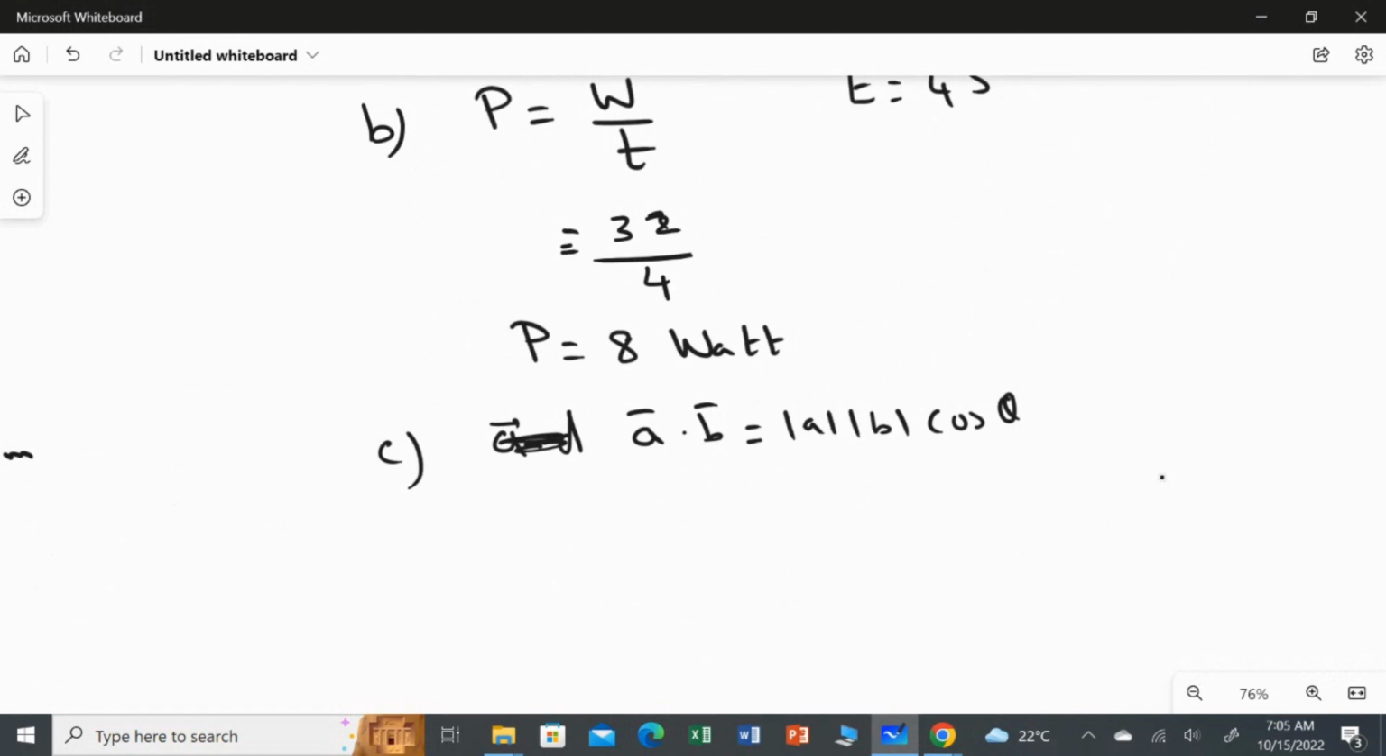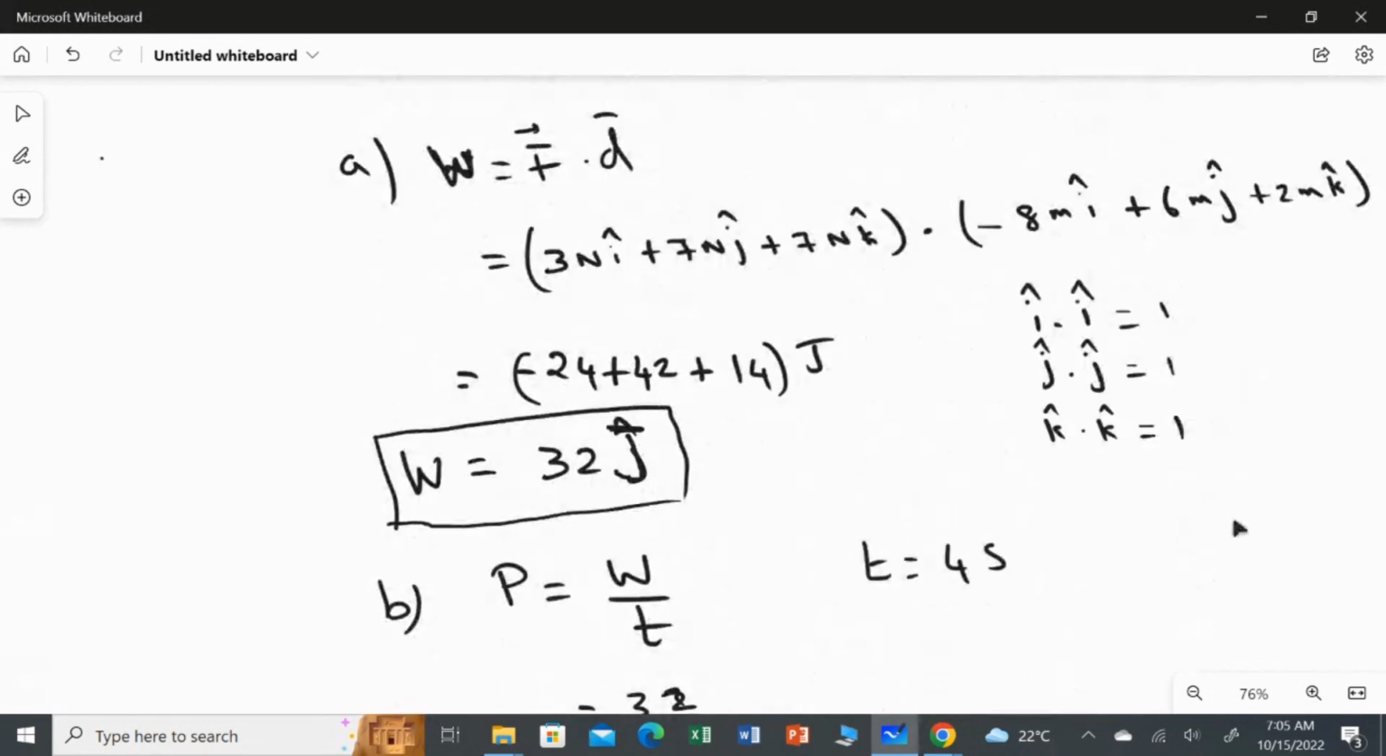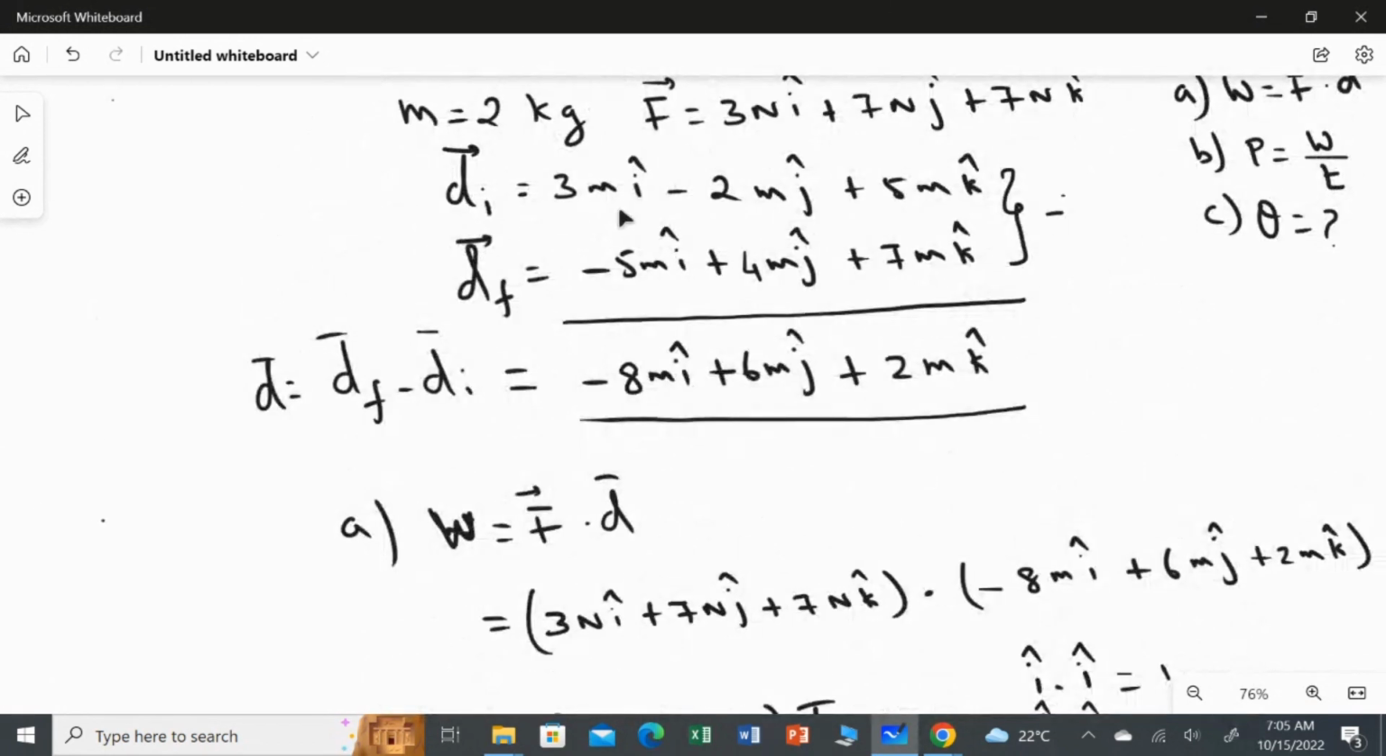Clear? So how can I write the equation? d initial vector dot d final vector is equal to the magnitude of d initial multiplied by the magnitude of d final cosine theta. So what are our d initial and d final? Better I read the equation first. d initial plus 3 minus 2 plus 5.